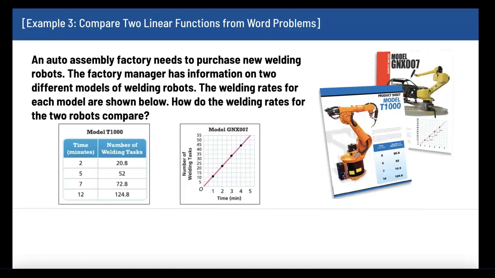In our final example, we'll take a look at a word problem that uses two linear functions for comparison purposes. An auto assembly factory needs to purchase new welding robots. The factory manager has information on two different models of welding robots. The welding rates for each model are shown below. How do the welding rates for the two robots compare? So rates, we want to be looking at the slope or the rate of change, okay? So this is an example where we are given the same information, their rates, represented in two different ways, a table and a graph. And we want to be able to compare them to figure out which is the better model.